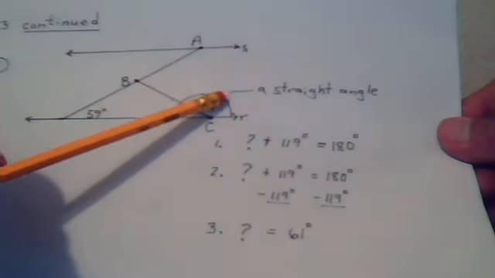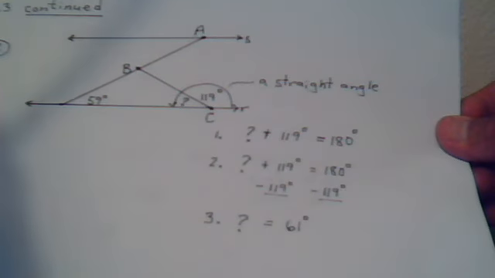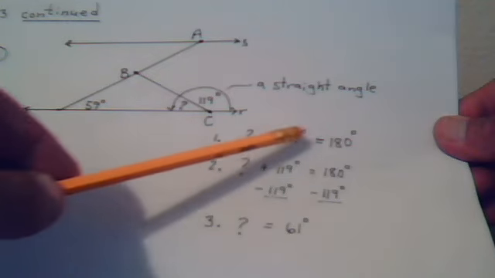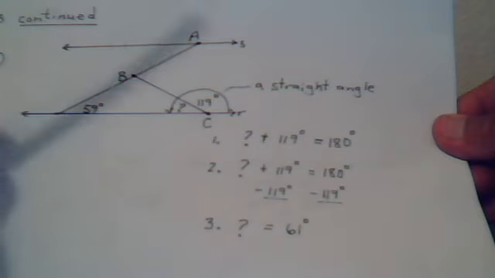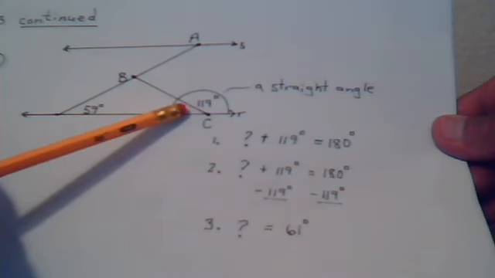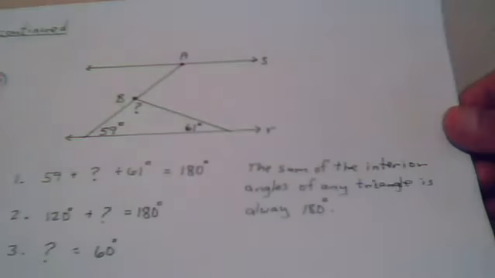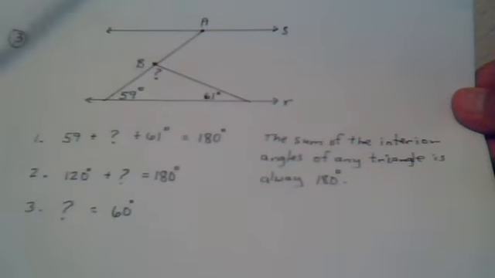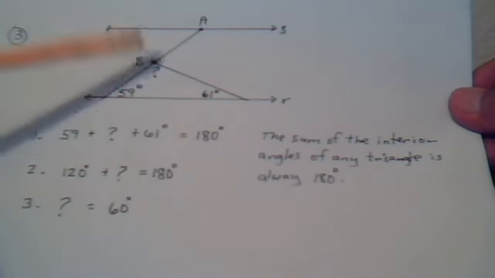This 119 they gave to us, and we notice that this forms a straight angle, and straight angles always equal 180 degrees. So the unknown plus 119 should equal 180. Solve for the unknown. So the unknown is 61 degrees. So we're going to put a 61 right here. We've been collecting information inside the triangle. We just need this angle.